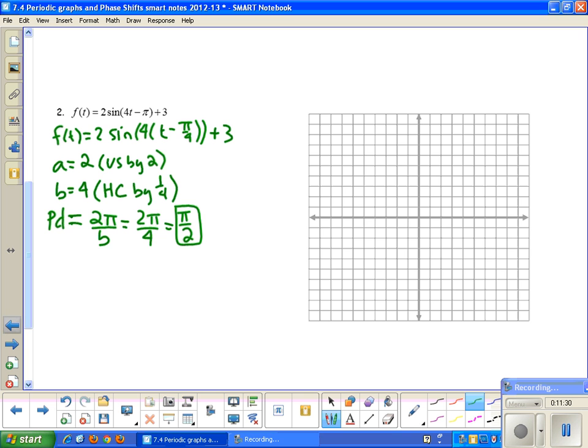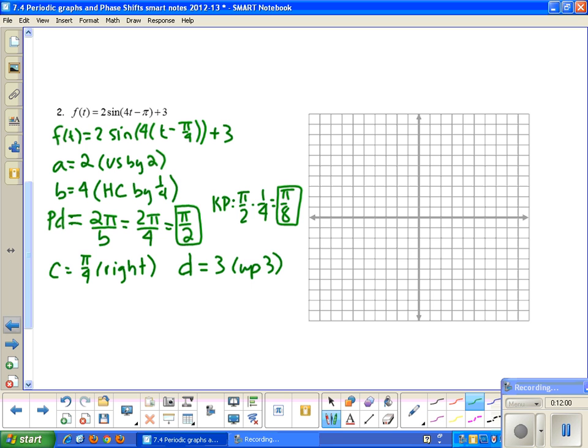And then from there, of course, I can get my key points. So for my key points, I have pi over 2, and I divide it in 4 equal parts, or multiply it by 1/4. So that gives me pi over 8. So that tells me what my key points are going by. My phase shift, or my c value in this case, is pi over 4. So I'm moving it to the right because it's minus. And then my d value in this case is equal to 3, which moves my graph up 3.